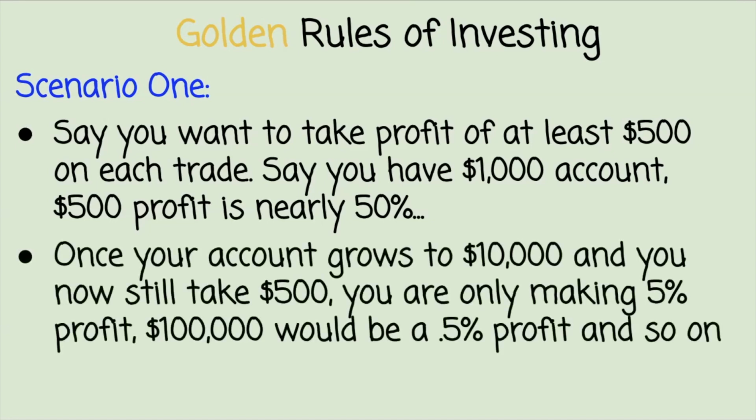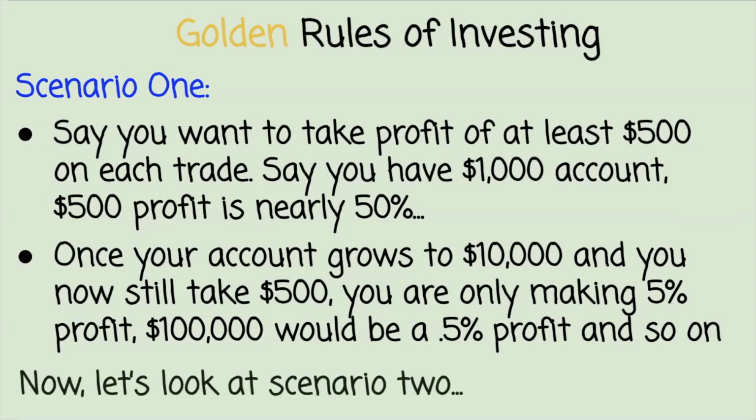You keep taking 500 on each trade. Your account's slowly growing, but now your account grows to $10,000, and you're still taking $500 on each trade. But now instead of that 50%, you're only making 5% profit. And if that keeps going up, and now your account size is $100,000, that would only be a 0.5% profit, and then so on. So you can kind of see that.